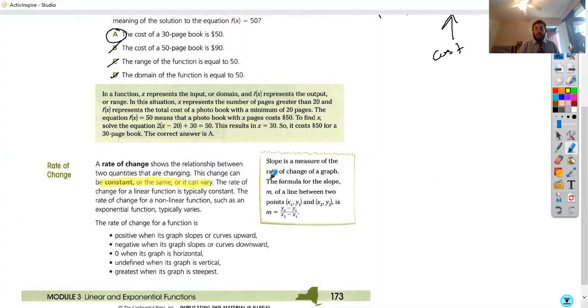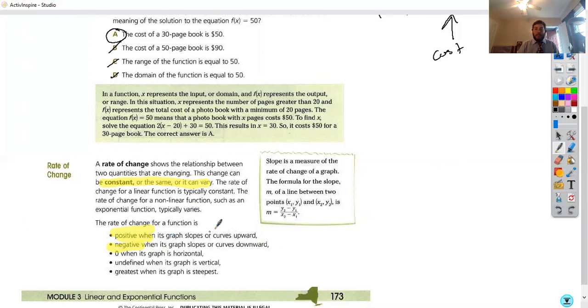So the rate of change for a linear function is typically constant, while the rate of change for a nonlinear function, such as an exponential function, typically varies. So the rate of change for a function is positive when its graph is sloped upwards or curves upwards, negative when it curves downwards. So what we mean, right?